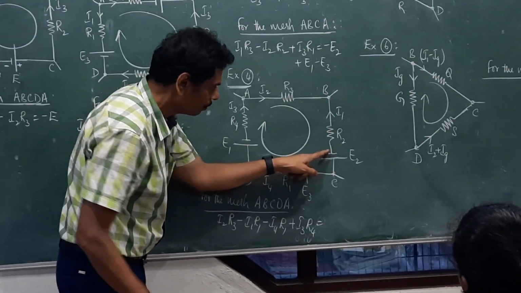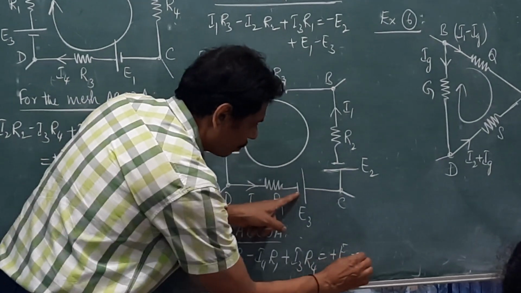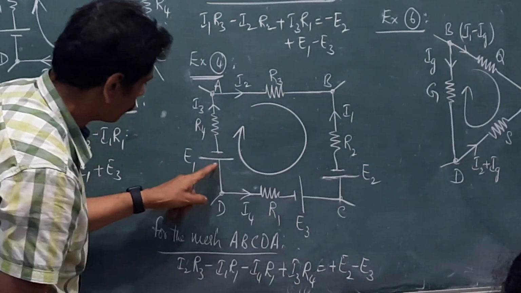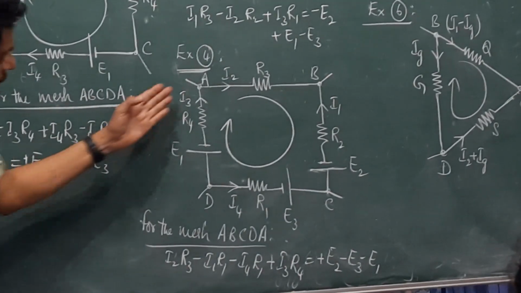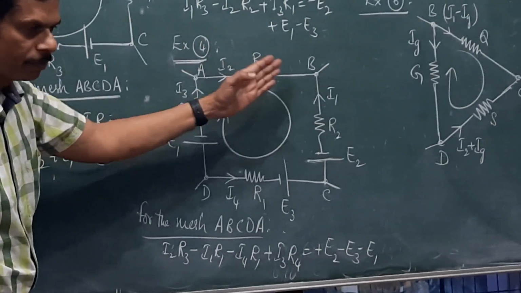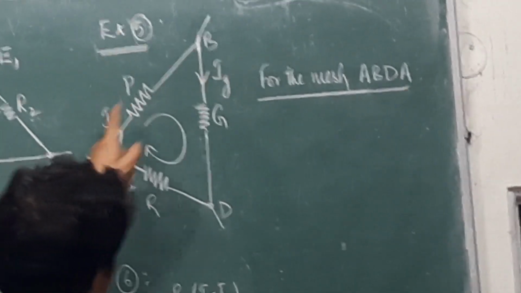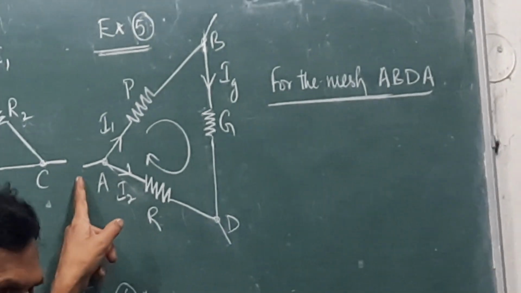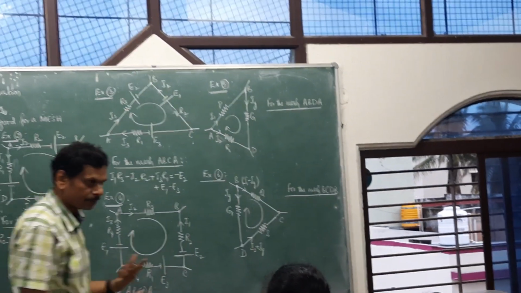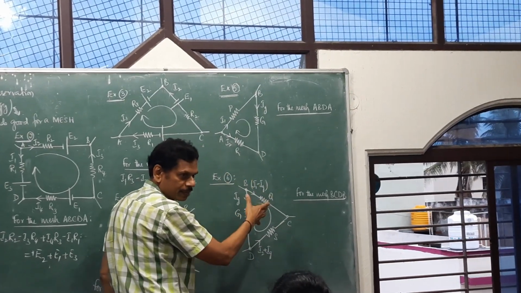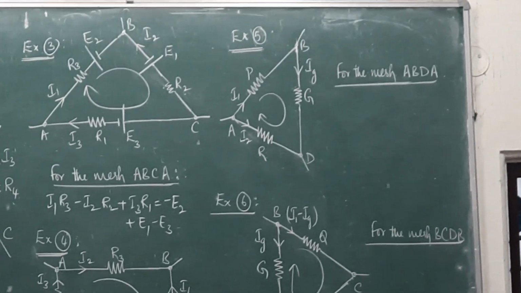EMF here it is positive, plus E2, minus E3, and this is minus E2. Only 3 EMFs are there, and I have written 3 EMFs. Okay, coming to this here. This is a mesh now, ABDA. And these two are most important for us for the next derivation. For the Wheatstone network, Wheatstone bridge, or balanced condition of Wheatstone bridge, these two particular circuit diagrams are what we are supposed to use.